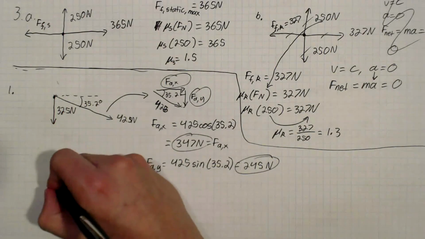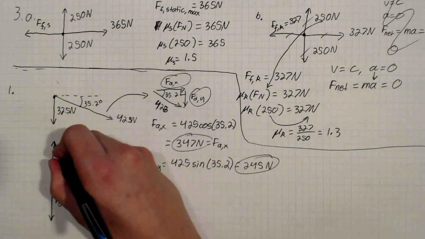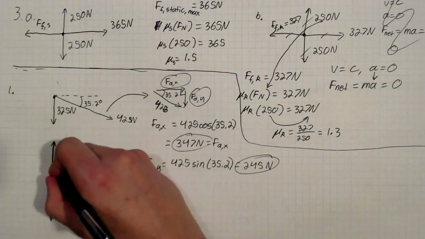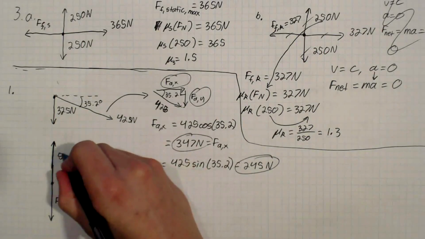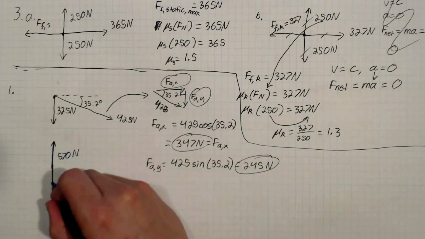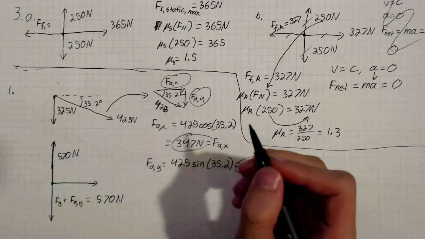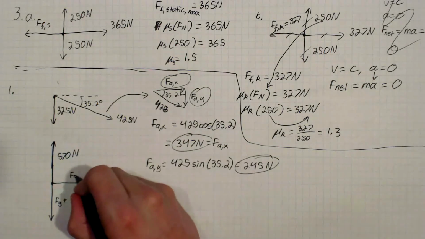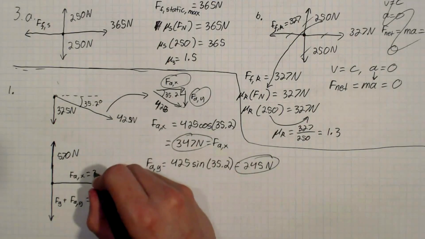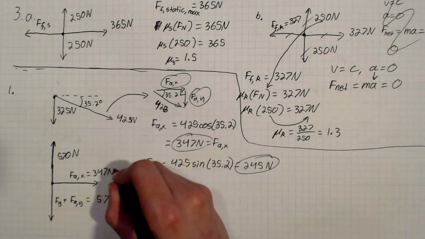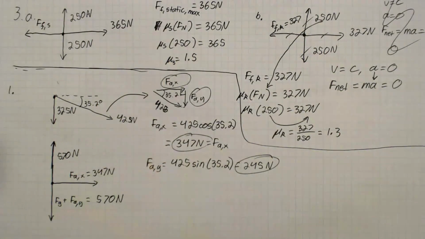So that means our upward force, our normal force, exerted by the table or whatever this is on, has to be equal in magnitude to this force, so this is also going to be 570 newtons. And our pull forward, our applied force in the x direction, as we figured out, is 347 newtons. And the problem is asking for the coefficient of kinetic friction.